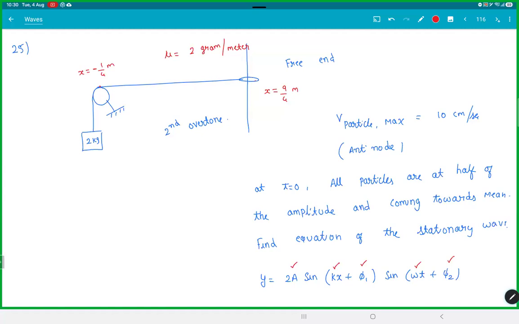First thing, he said second overtone. And this is a free end and a fixed end. Remember, free end must be an antinode. Fixed end, this end must be a node. That is a condition. Start from there. Try to draw a picture.